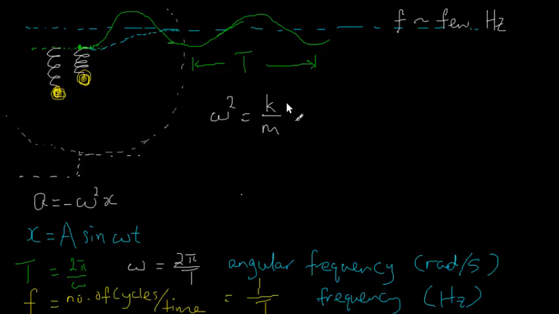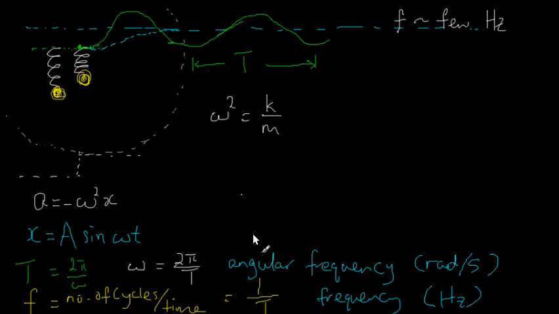So first of all, to find the frequency, we want to find f, so we need to know the period, or we need to know omega, the angular frequency. And we know that angular frequency is related to k and m.